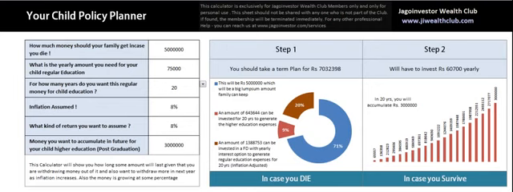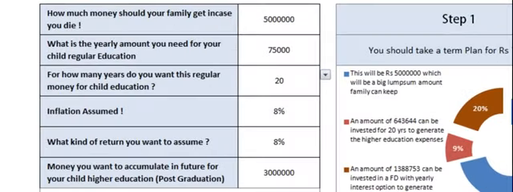So for this, if you see on the left hand side, there are 6 parameters which you need to fill. And once you fill that, on the right hand side, you will get 2 steps. We'll look at that in some time. So let us first see the left hand side, what all you need to fill.